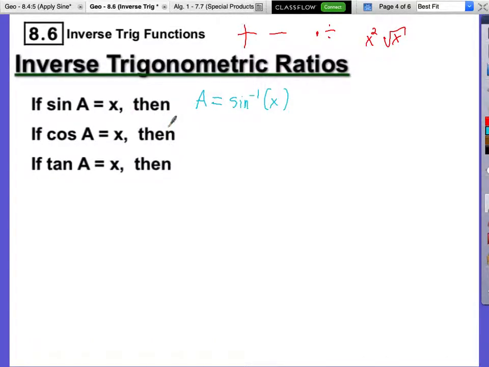Now let's walk through mathematically how this would work. If we had sine of angle A is equal to x, and I want to get angle A by itself, I need to undo the sine. I can't divide by sine because sine is not multiplying with A. We're taking the sine of angle A. So to undo the sine, I take the inverse sine of this side. And if I take the inverse sine of one side, I have to take the inverse sine of the other.